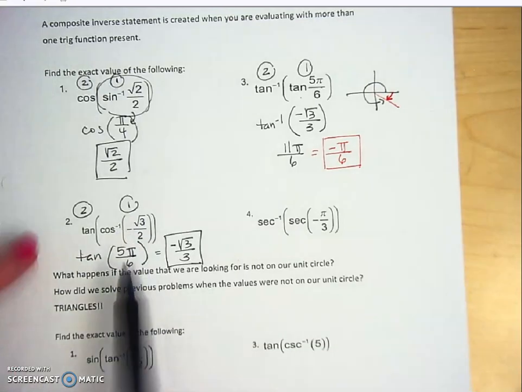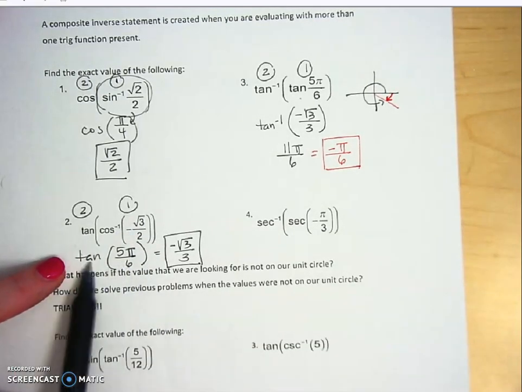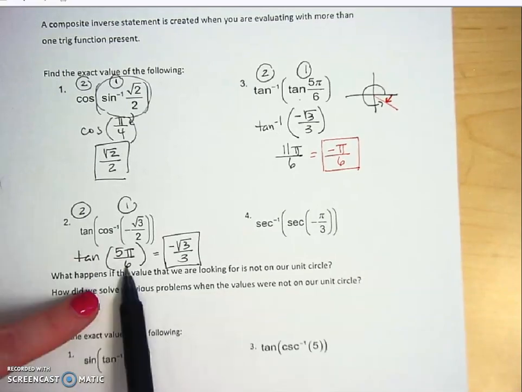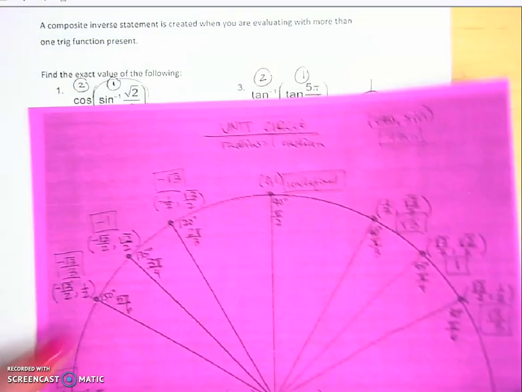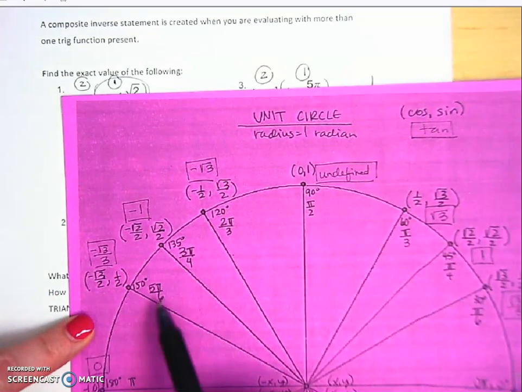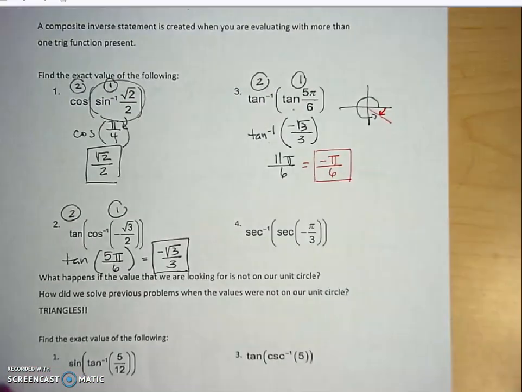So that's step 1. Step 2 is to take the tangent of that value. This is not an inverse function. You just find this angle on your unit circle and read the tangent value. So there's 5 pi over 6, and there's its tangent, negative rad 3 over 3.